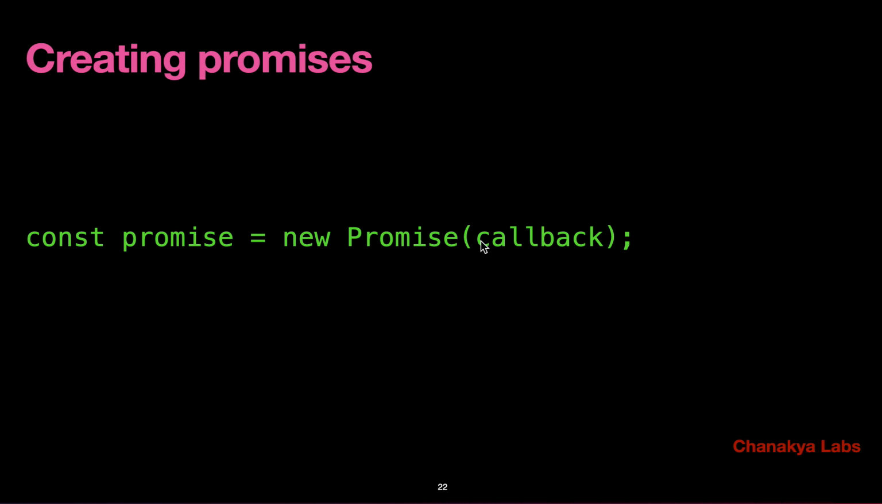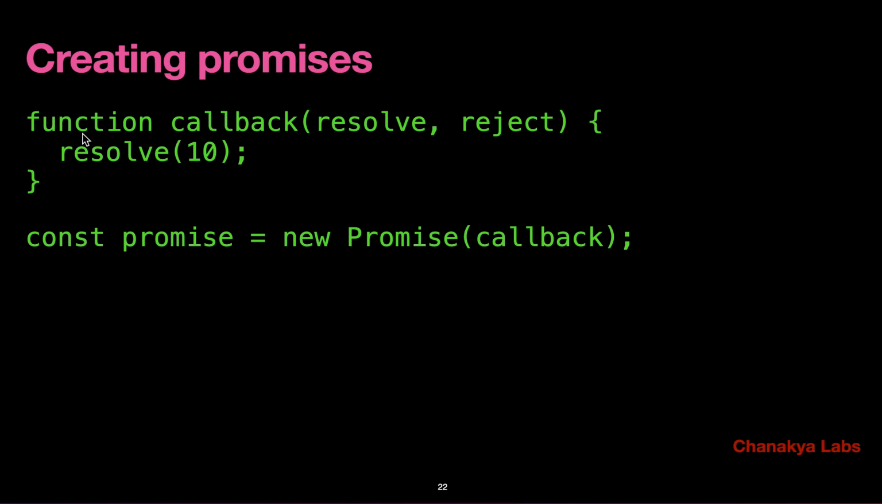This callback is a function, and this function takes two arguments, resolve and reject. Whenever you want to resolve this promise, just call resolve with the value with which you want to resolve. And if you want to reject this promise, then call reject with whatever the reason. That can be an error object, that can be a string, whatever. So you call reject with the reason argument. This is the only way, right?